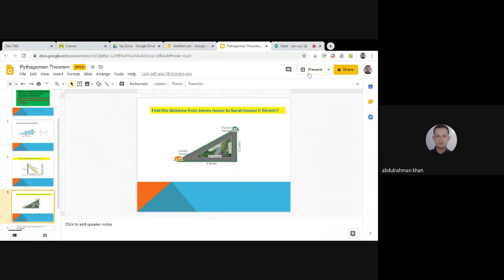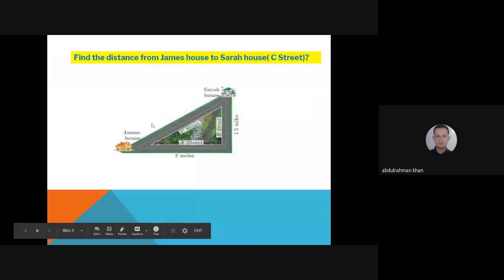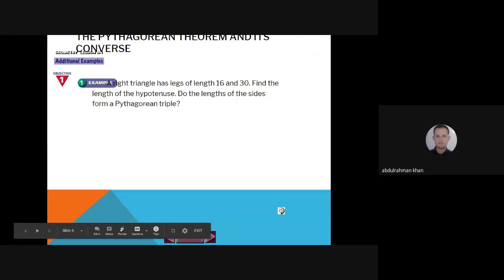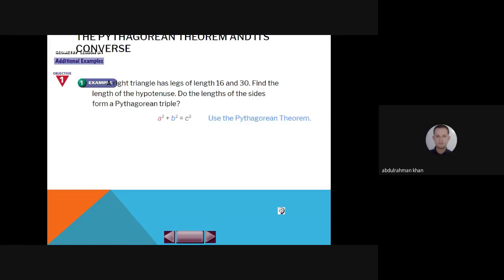Now the other question is an example for you. A right triangle has legs of length 16 units and 30 units. Find the length of the hypotenuse. In this question, again, we are given the legs and we have to find the length of the hypotenuse. So we can directly use the Pythagorean theorem, a square plus b square equals c square. In place of a, we replace 16 square, plus in place of b, we replace 30 square, equals c square.